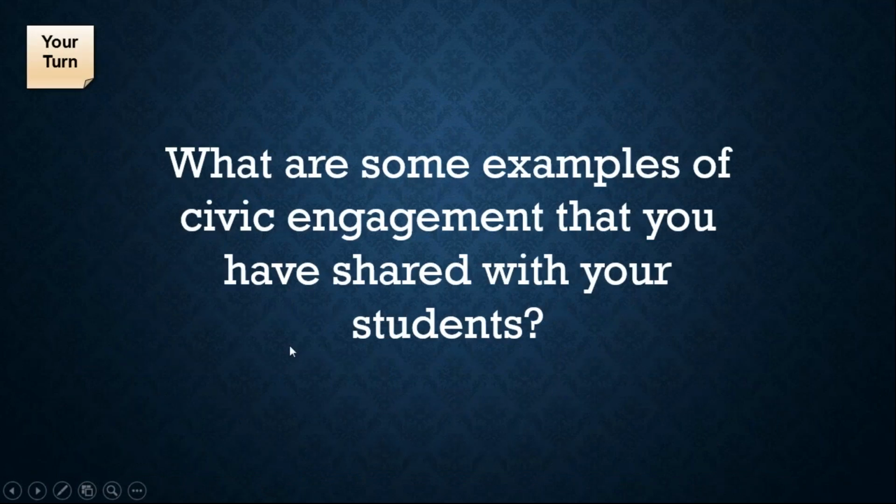So I'm going to ask you to go back into the chat box and let us know what are some examples of civic engagement that you have shared with your students. Let's just take 2 minutes to jot down some examples that you've shared with your students about what it means to be civically engaged.